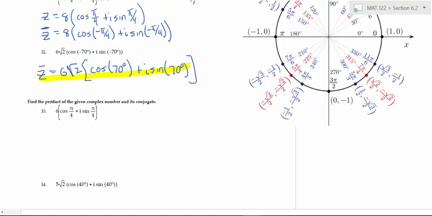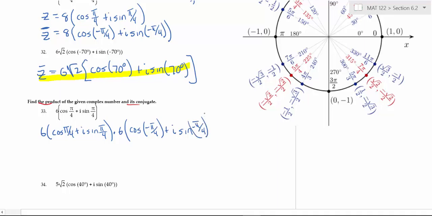Okay, so the last thing we're going to do, very simple, is this problem says find the product of the given complex number and its conjugate. So we're taking this complex number, written in trigonometric form, and we're going to multiply it by its conjugate. Well, its conjugate is just 6 times cosine negative pi over 4 plus I sine negative pi over 4, like that. So we're going to multiply those two things. And it turns out that all you do is you take this number and square it. Answer's 36, guarantee. That's all you do.